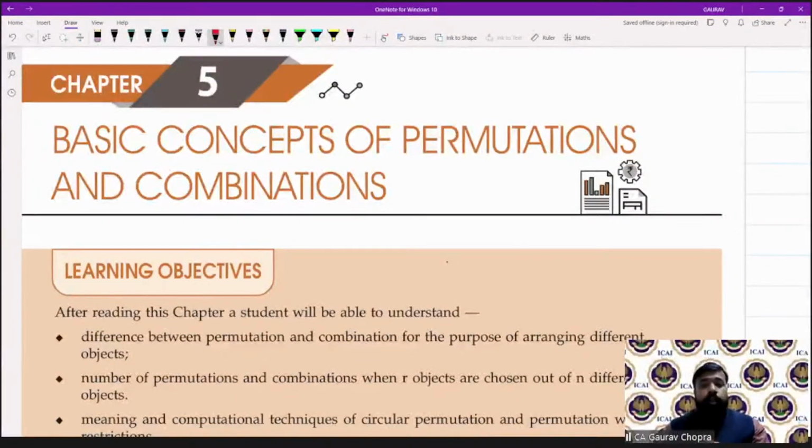Good. So in today's class, we are going to start the next chapter, chapter number 5, that is permutation and combination.